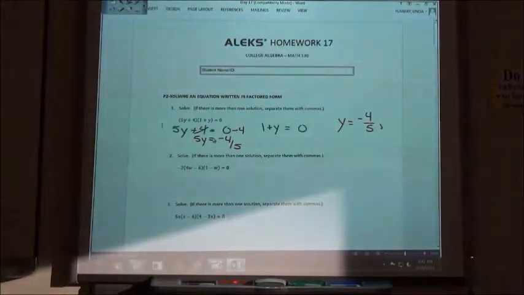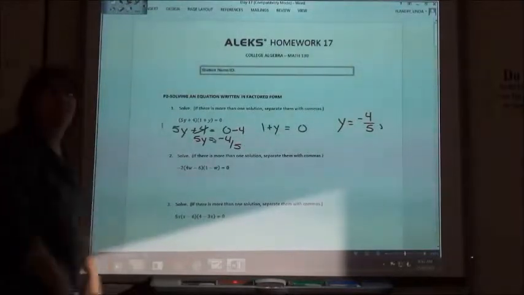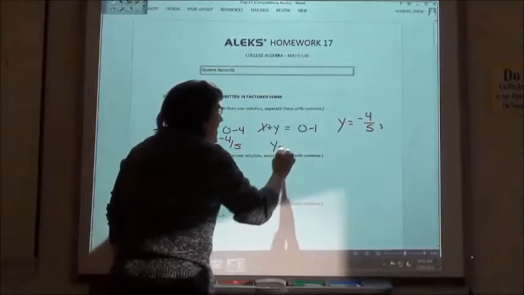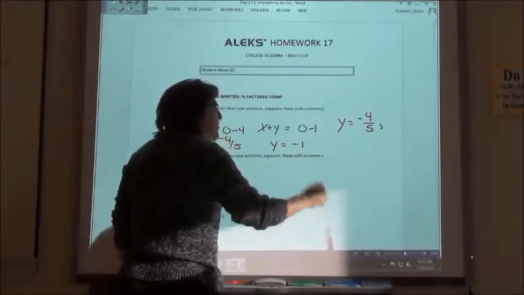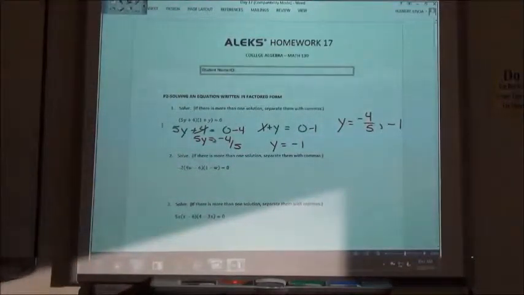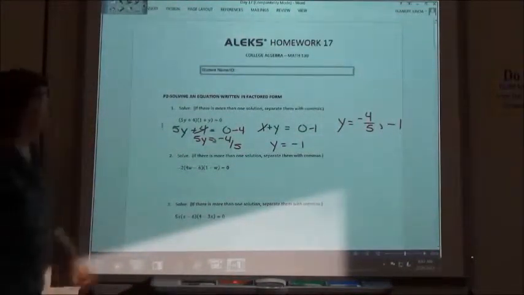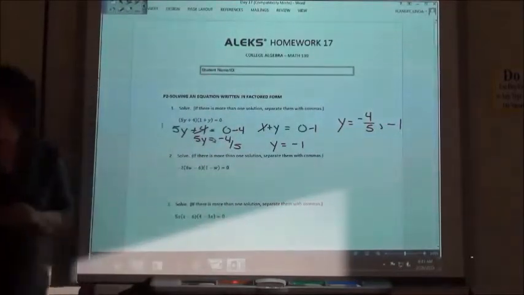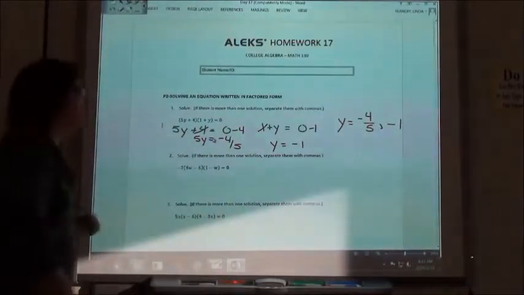Our second one, well, that one's pretty easy to solve. I just need to move my 1 over. So I'm going to minus my 1, and 0 minus 1 is negative 1. So negative 1 is my second answer. So the answers are negative 4/5 and negative 1.